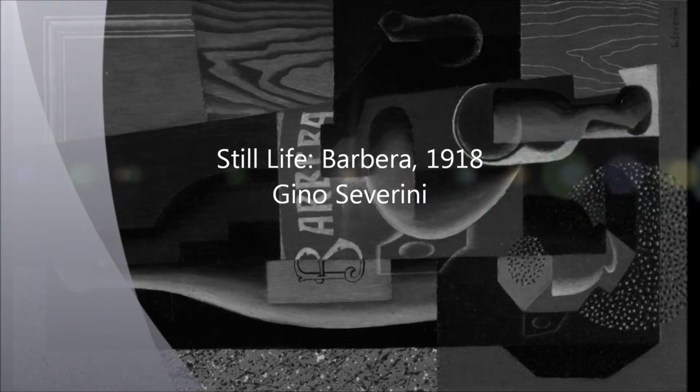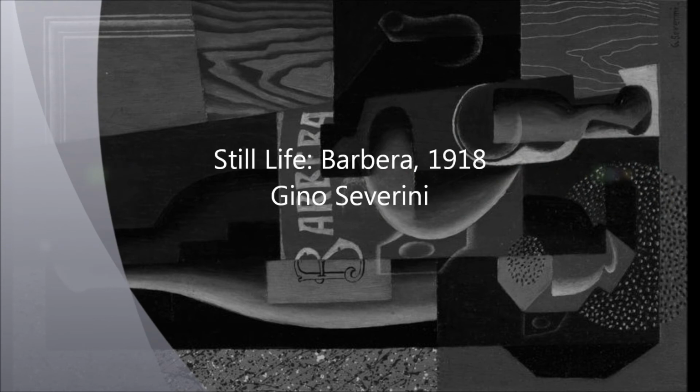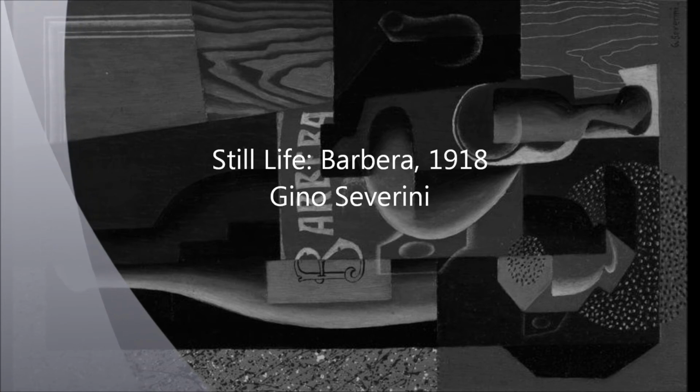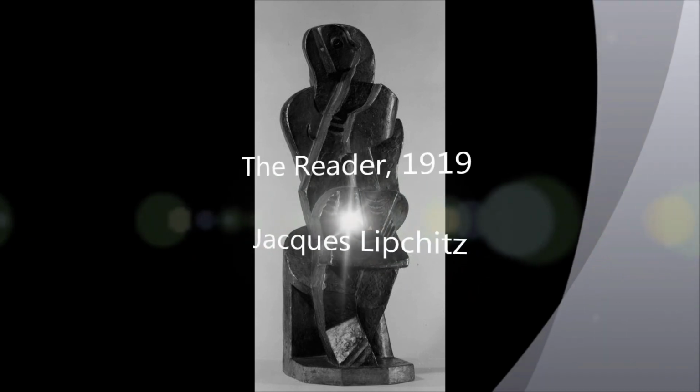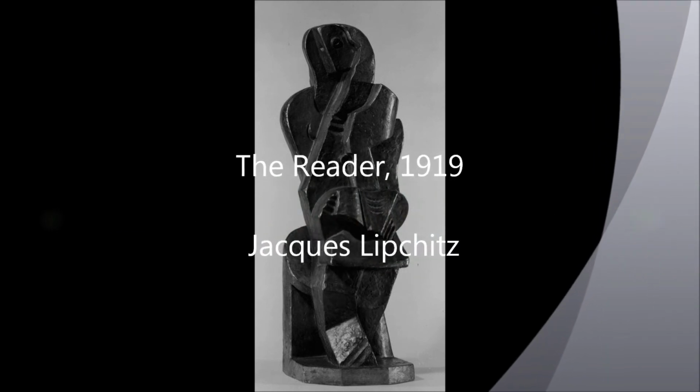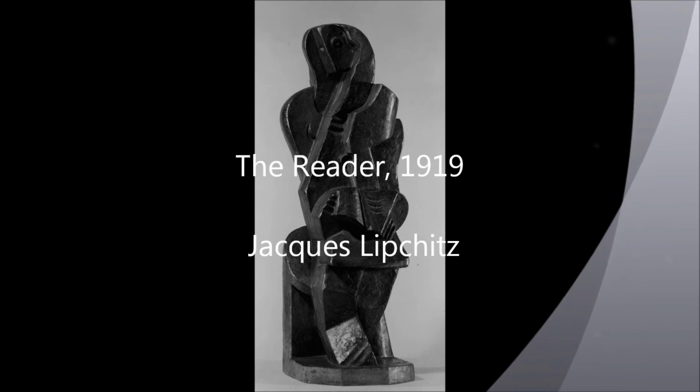Still Life Barbara, 1918, Gino Severini, oil on panel. Gino Severini increasingly focused on the harmony of geometric constructions of the Cubism style, and his favorite subjects were still lifes, with musical instruments and scenes from Commedia dell'arte. The Reader, 1919, Jacques Lipchitz. Lipchitz was one of the finest Cubist sculptors during the movement.